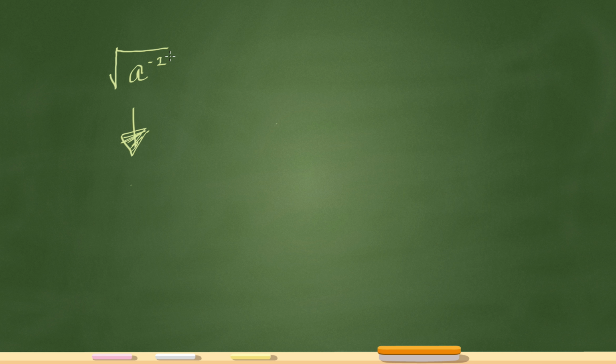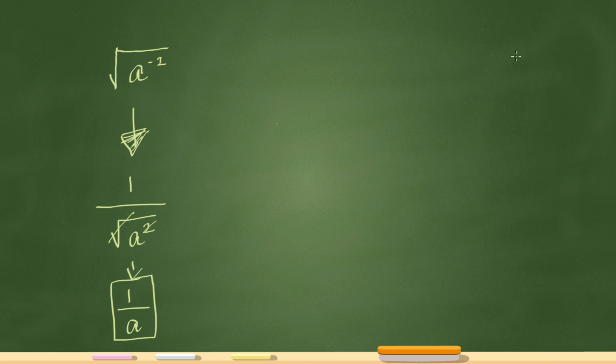If I have something raised to the negative power, I can always bring it to the denominator and it becomes positive, so it becomes a squared. Now, square root and squared are just opposite functions. So the square root here cancels the square out, which just leaves me with 1 over a. So that's one way of thinking about it, right?